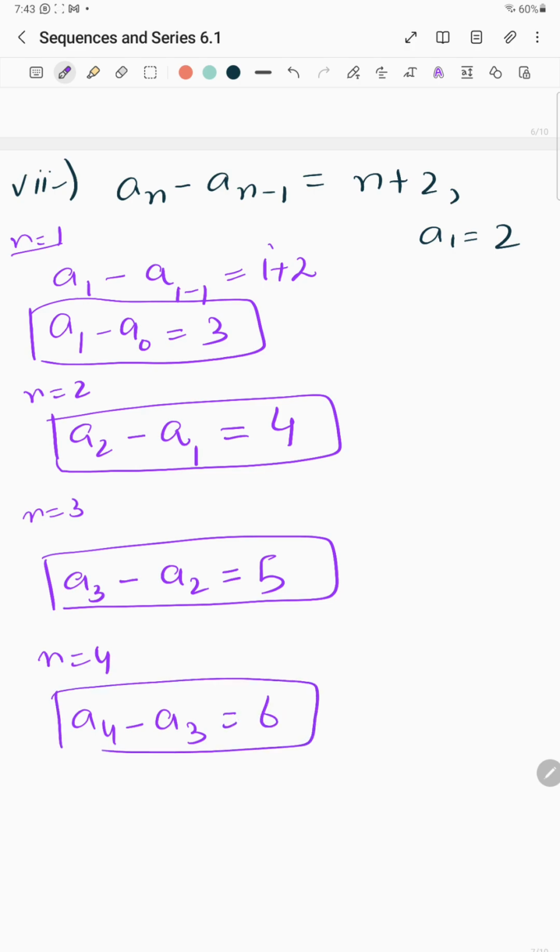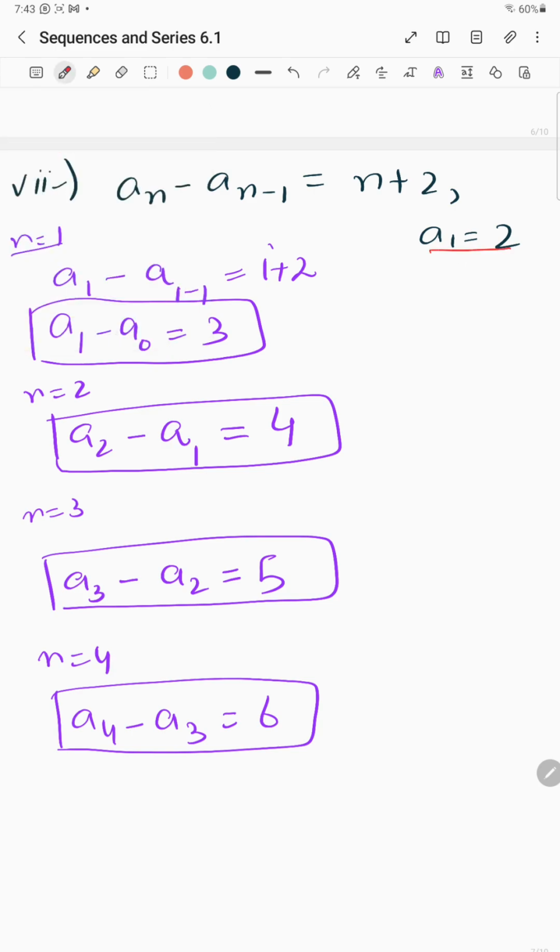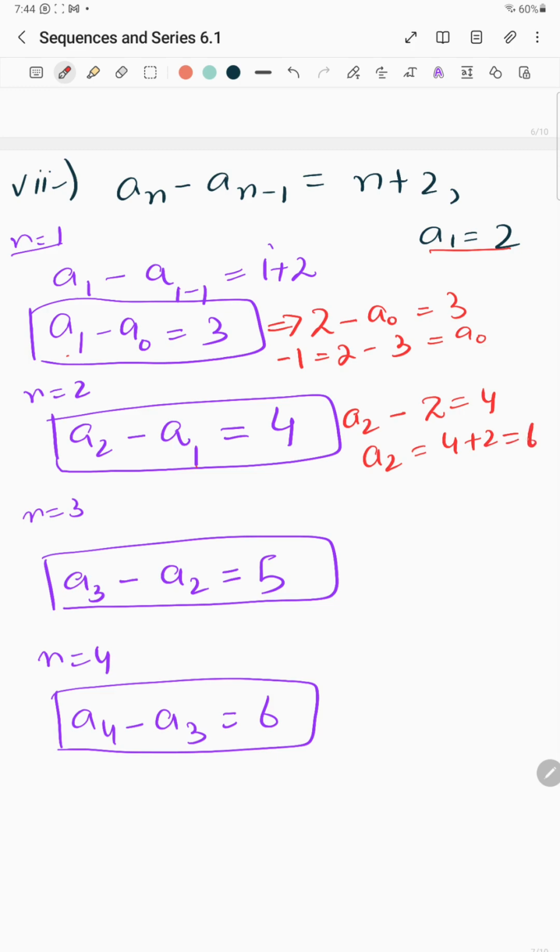So there is an information given that a1 is 2. So if a1 is 2, we can put 2 over here. 2 minus a naught is equal to 3. 2 minus 3 is equal to a naught. So a naught is going to be equal to minus 1. Now we got the value of a naught and a1. So here a2 minus a1 is 4, so a2 is equal to 4 plus 2, which is 6.